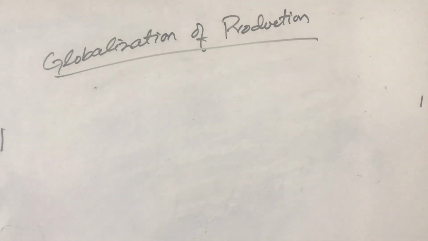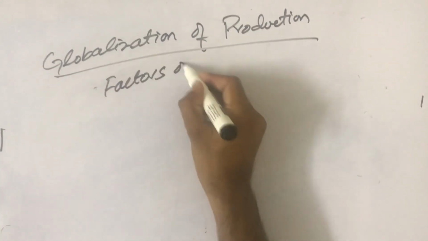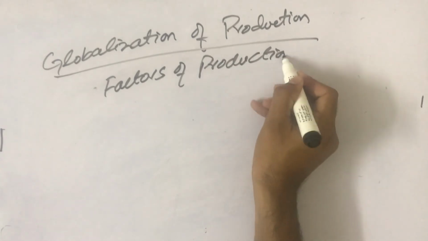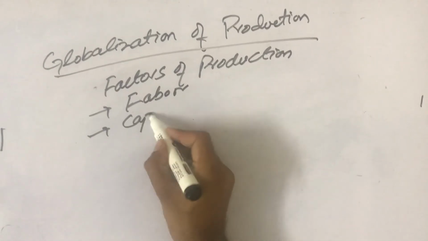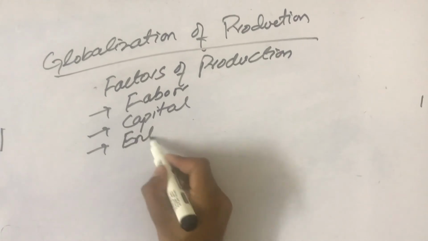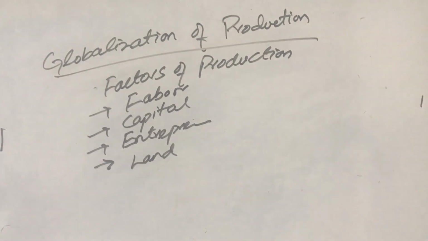Now let's talk about what the globalization of production is. Nowadays, firms source goods and services from different locations around the globe to capitalize on national differences in the cost and quality of the factors of production. Basically, the factors of production are labor, capital, entrepreneur, and land.